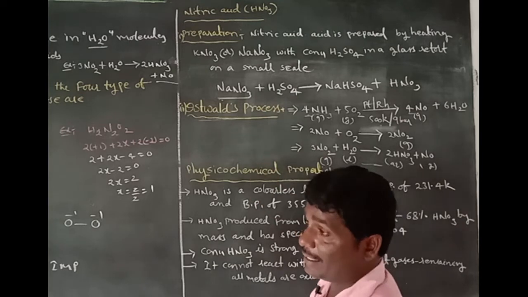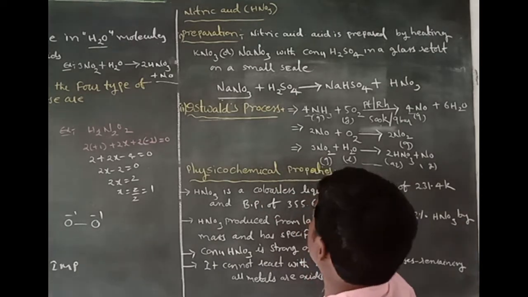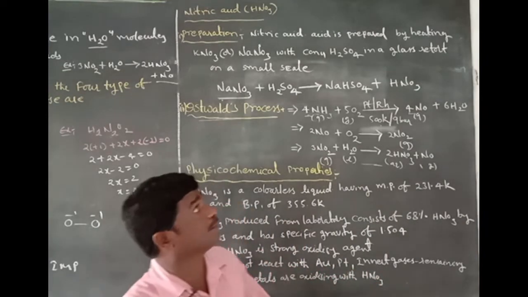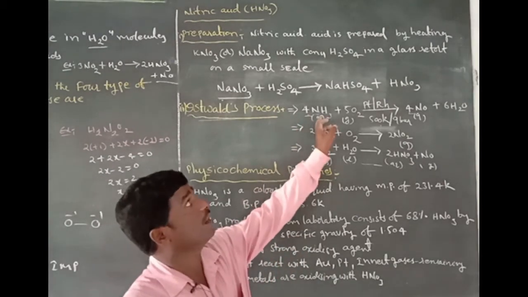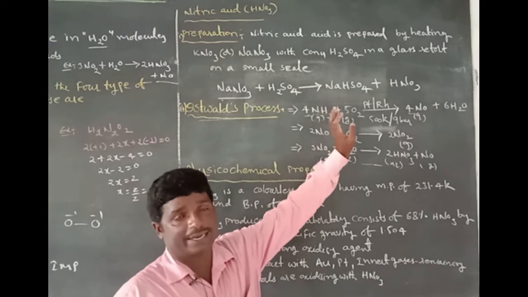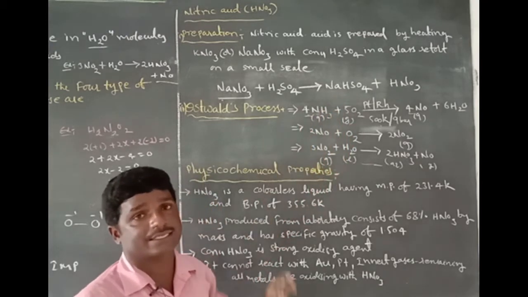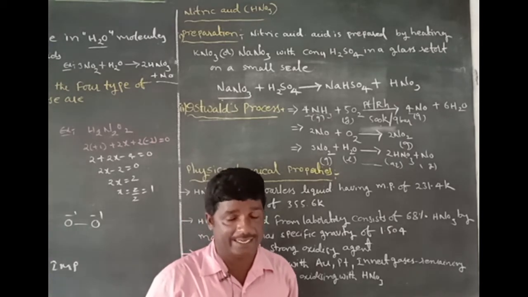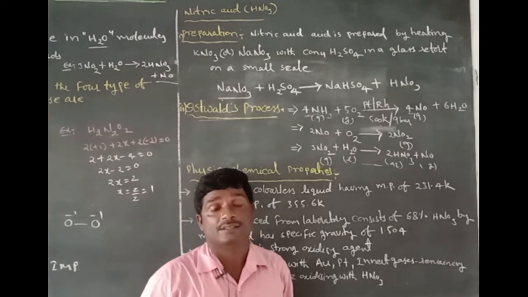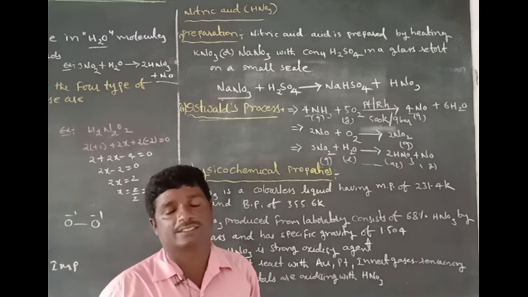In the laboratory method, nitric acid is prepared by the heating of potassium nitrate or sodium nitrate with concentrated sulfuric acid in a glass retort stand on a small scale. That is also known as the laboratory method.